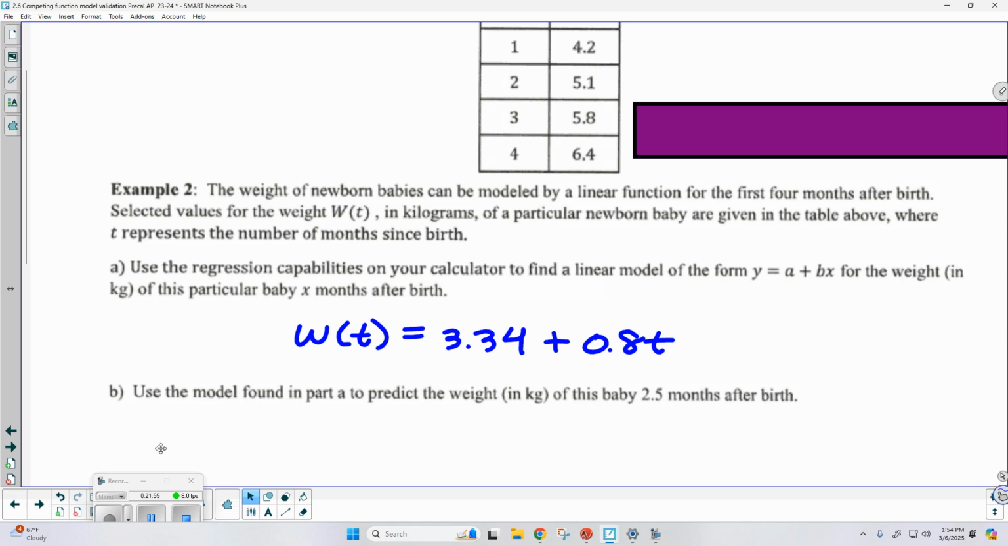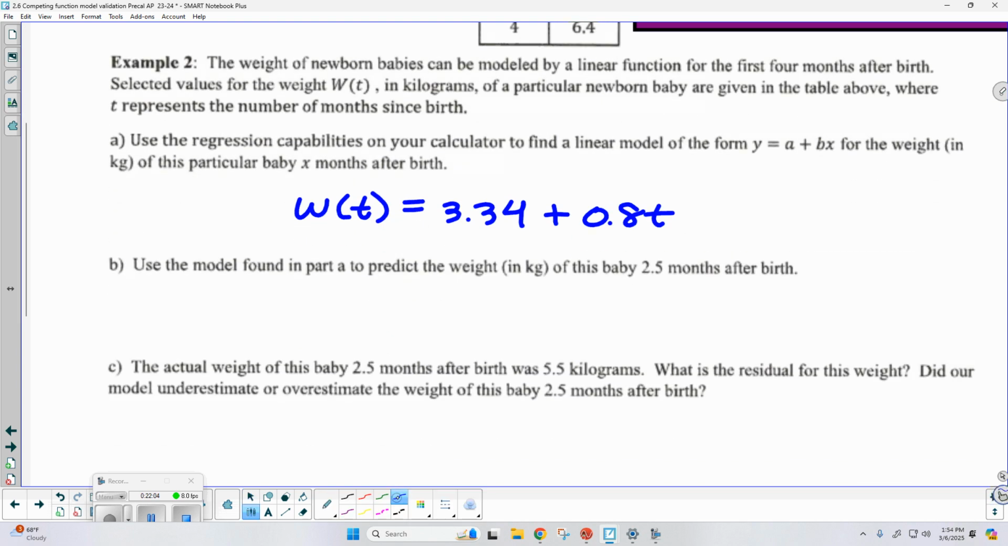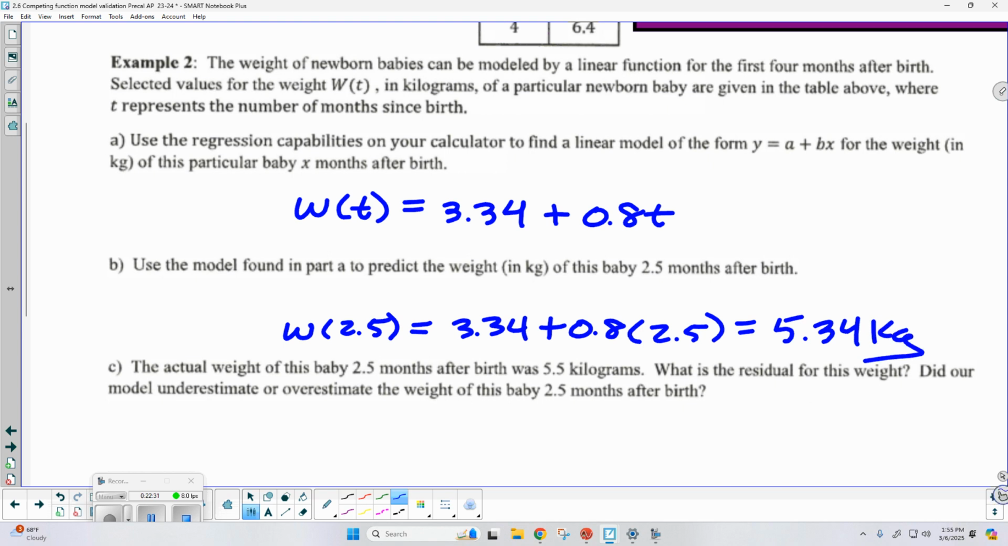Now, part B: use this model to predict the weight in kilograms of a baby that's 2.5 months old. We're going to take this function. So W of 2.5 equals 3.34 plus 0.8 times 2.5. Somebody help me out here. What am I going to get? 5.34 kilograms. Okay, that's our predicted weight based on our model.